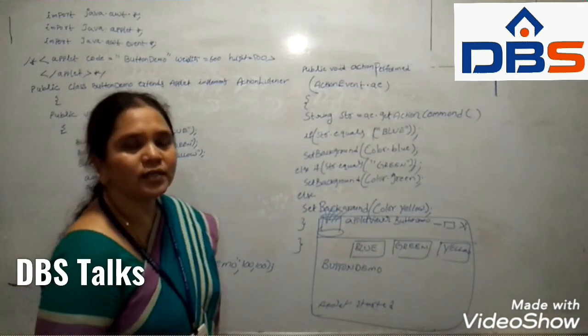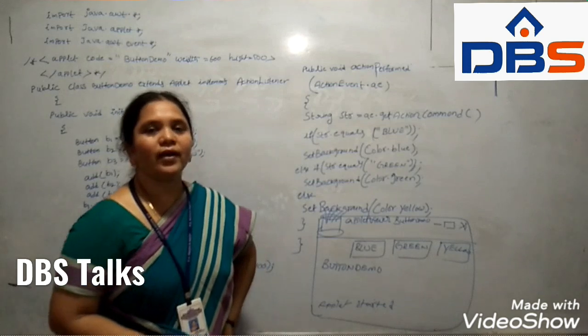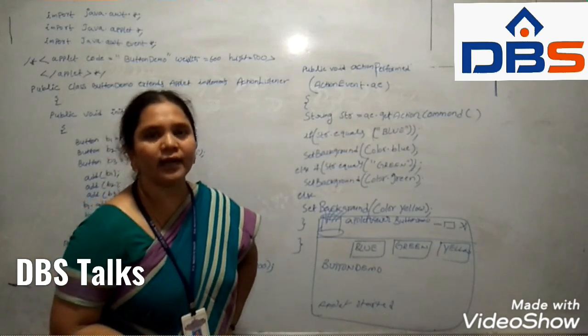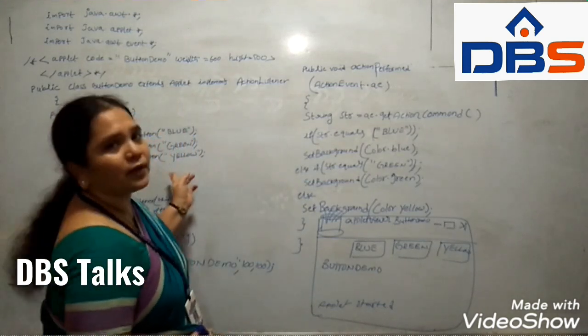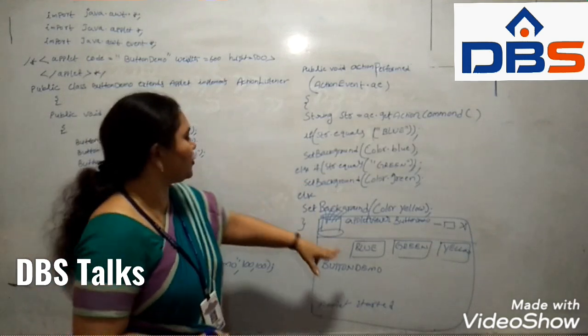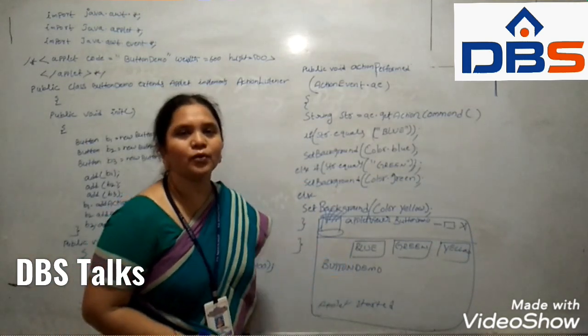Hope you friends all understood what a button is in Java AWT and how to implement or create buttons. I explained with this particular program. According to this program, we will get this entire output. Thank you one and all.